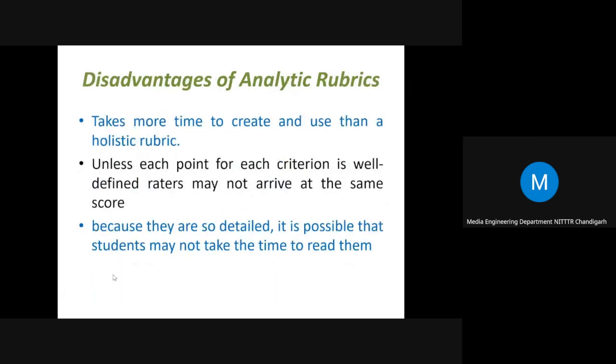What are the disadvantages or limitations? It will take more time to create and use than a holistic rubric, because we have to make more decisions while designing. We have to write more performance descriptions. So it will take more time to create as well as use. And another thing is that unless each point for each criterion is well defined, raters or evaluators may not arrive at the same score.